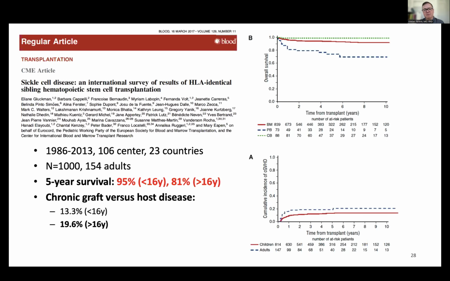And the other problem that we have with transplant is the chronic graft versus host disease. It's a reaction of the new bone marrow against your own body. And unfortunately, it can affect between 13 to 20% of patients. It behaves like an autoimmune disease that you acquire after the transplant. So again, these are the complications that we worry about when we're considering someone for transplant. But overall, these results are better than many transplants we do for other diseases like leukemia.